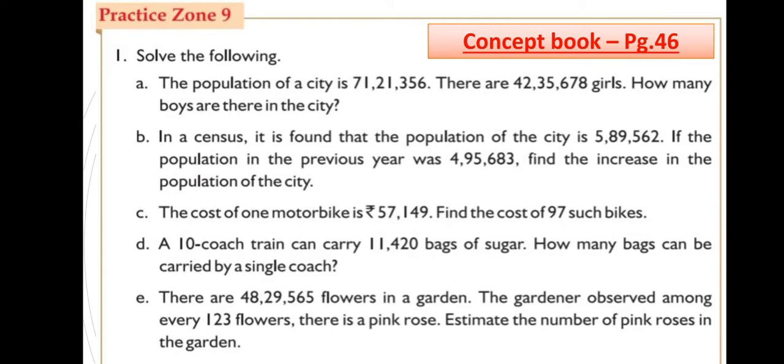And next, C question. The cost of one motorbike is rupees 57,149. Find the cost of 97 such bikes. So they have given the cost of one motorbike. You have to find the cost of 97 motorbikes. So multiply the cost of one bike into 97 and find out the answer.